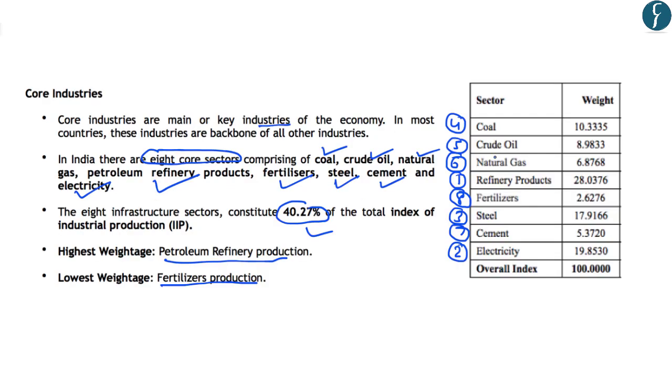Now, another important thing that should be kept in mind is the weight that has been assigned to the core sectors in the IIP or the Index of Industrial Production. So the highest weight has been given to the refinery products, while the least weightage has been given to the fertilizers. So accordingly, the second highest is electricity, at third number is the steel sector, at fourth number is coal, at fifth is crude oil, natural gas is sixth, cement is seventh, and fertilizers is the last or it has the least weightage in the IIP core sectors.